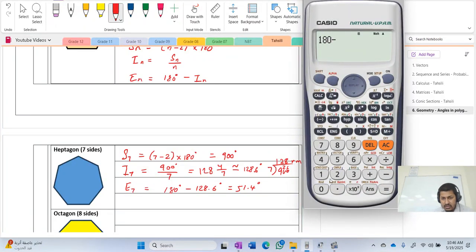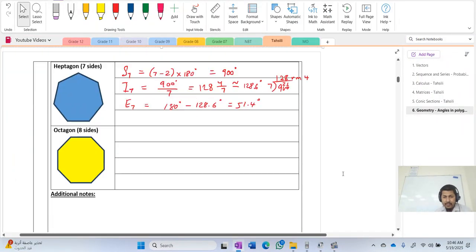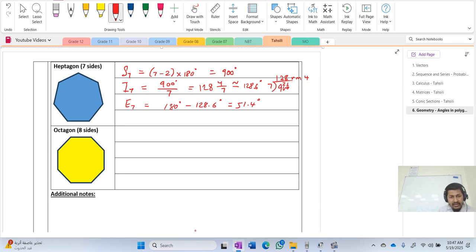I hope you guys understood that. So the exterior angle basically means the angle outside. Each interior angle is these ones, and these interior angles are equal to 128.6.